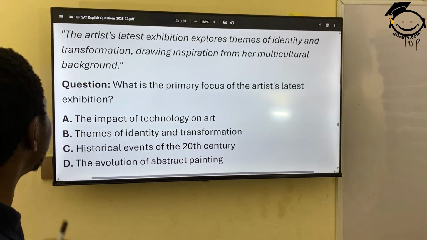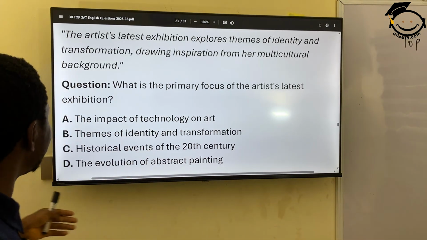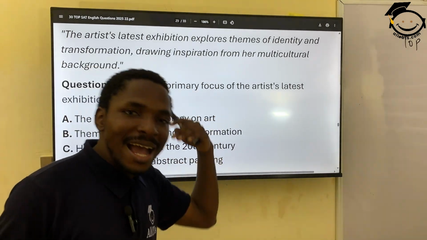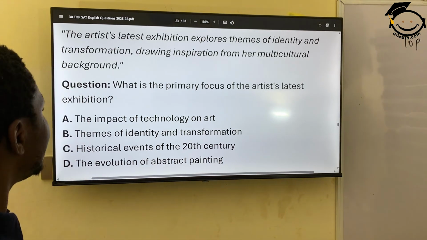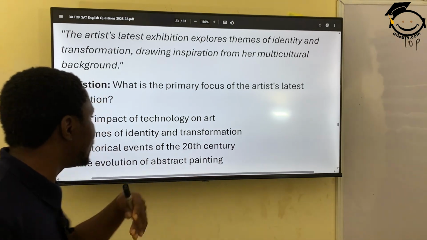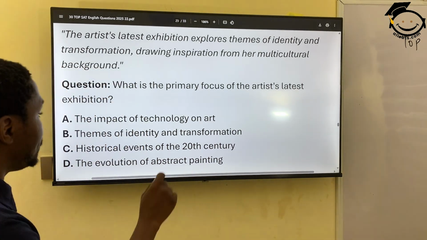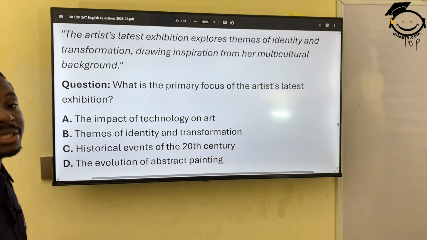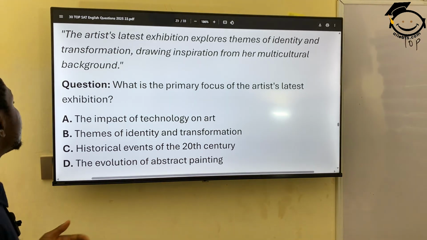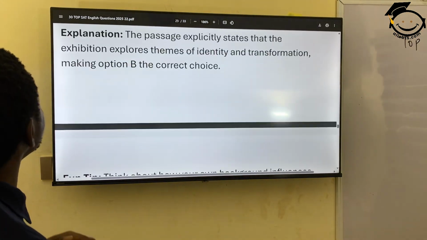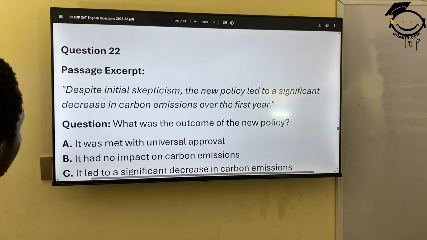Let's look at the options. The impact of technology on art, themes of identity and transformation. That would definitely be the answer. Not historical events of the 20th century, not the evolution of abstract painting. So B would be the correct answer in this question. And then we'll move on to question 22.